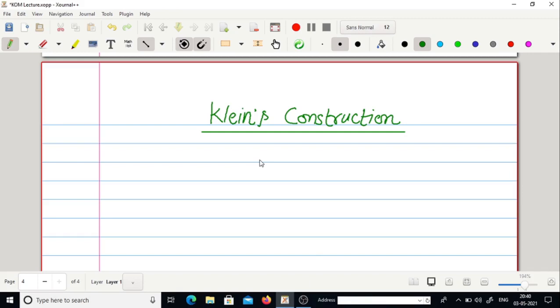So today's topic is the Klein's construction. With the help of this method, we can evaluate or draw the velocity diagram and acceleration diagram for a slider crank mechanism. Okay, so this type of method is used, the first point is, for slider crank mechanism.